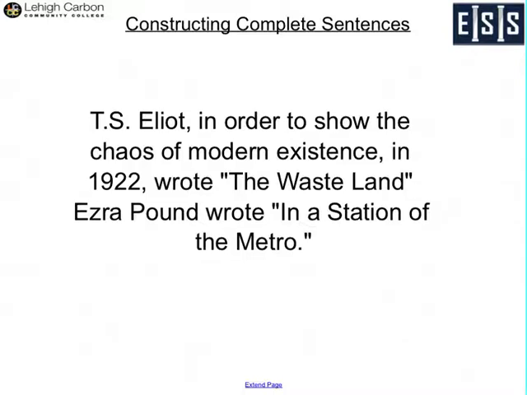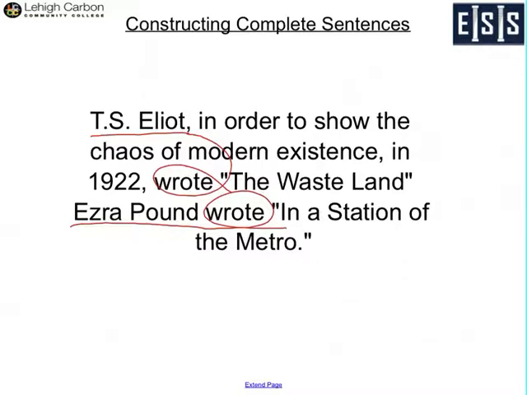Let's look at why this happens. If we check out our subjects and verbs, we've got T.S. Eliot with the verb wrote. So we've got our subject and what he's doing. And then Ezra Pound, our other subject, wrote. So we've actually got two verbs here and two subjects, two people doing two things. So we don't actually have one complete sentence here. We have two complete sentences, and two complete sentences need to stand on their own.